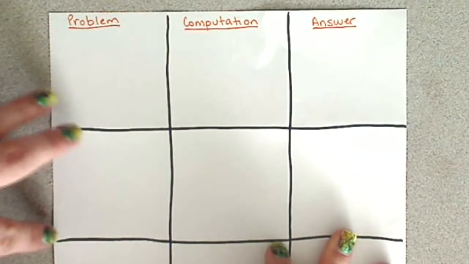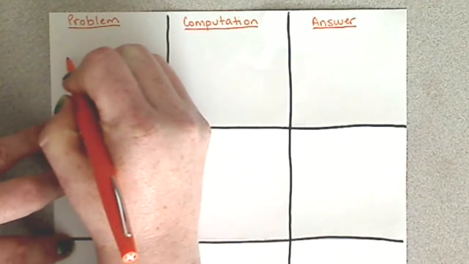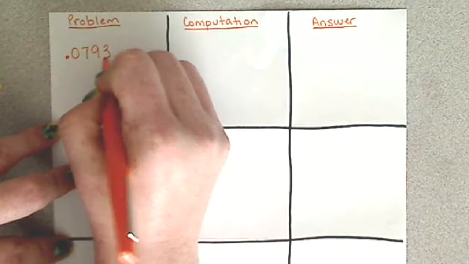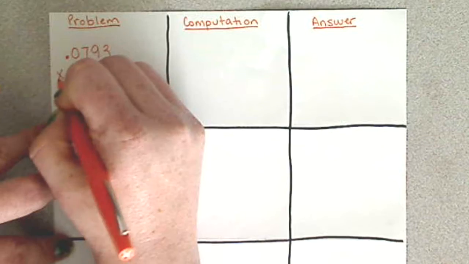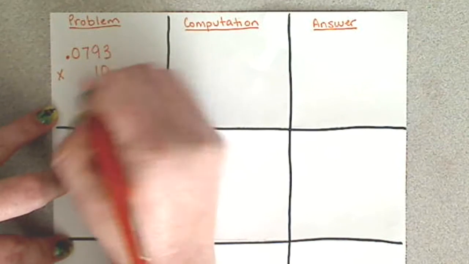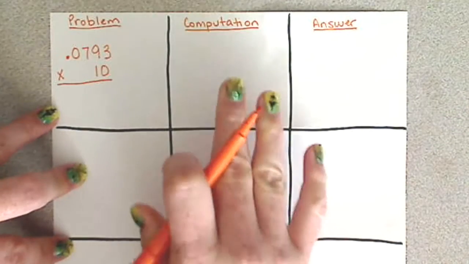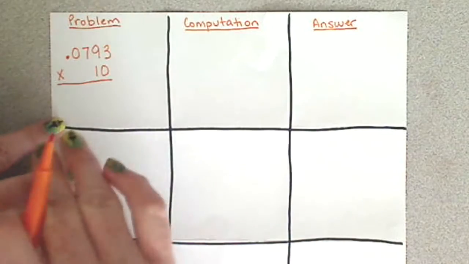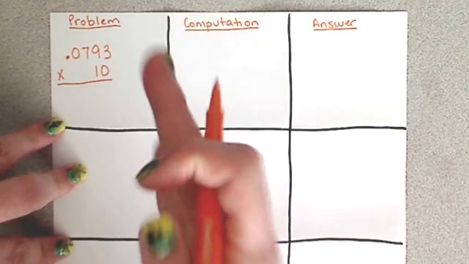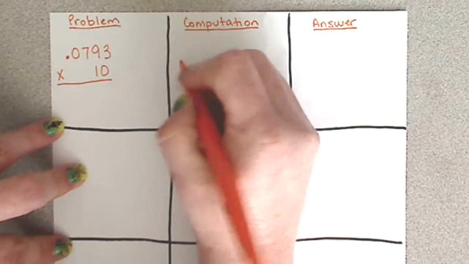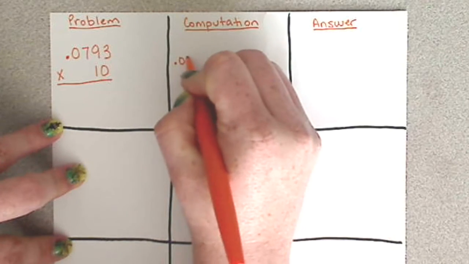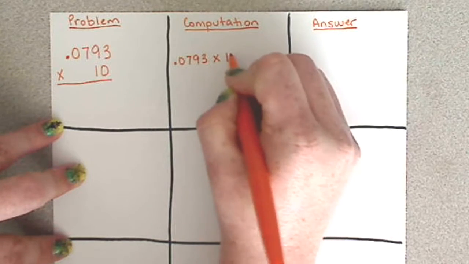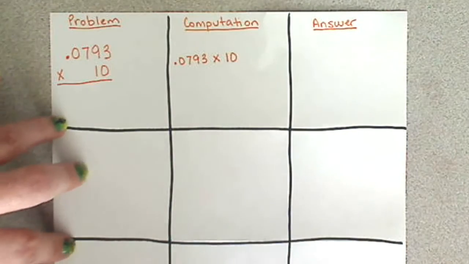Okay. Our first example asks us to multiply 793 millionths times 10. Now, when we come to our computation, I'm actually going to have you format this horizontally instead of vertically. So we're going to write it as 793 millionths times 10.